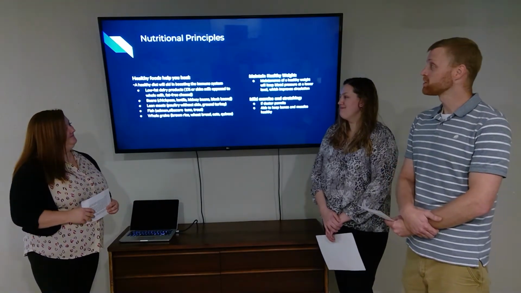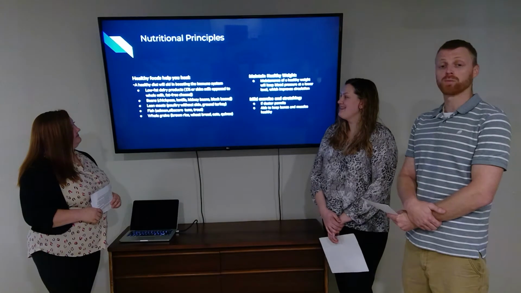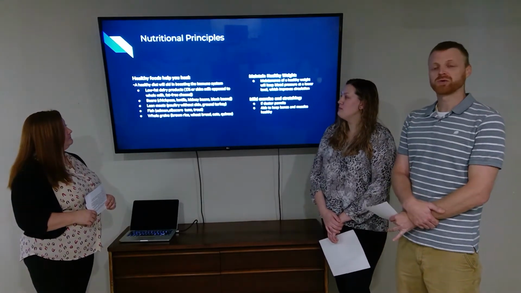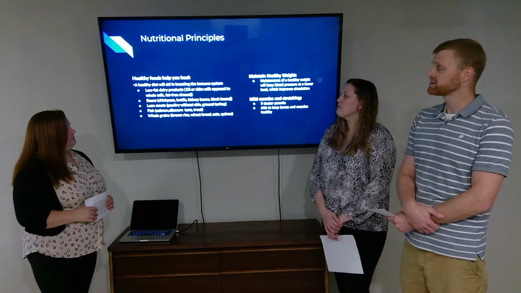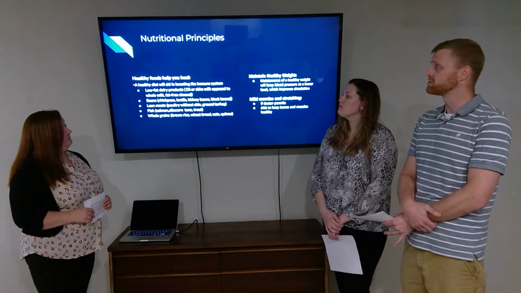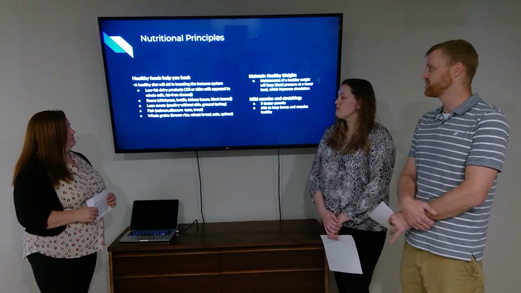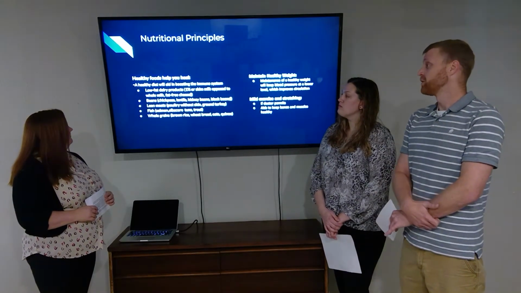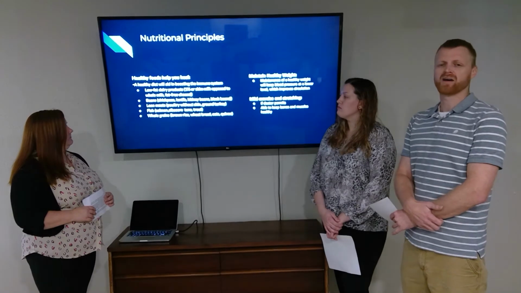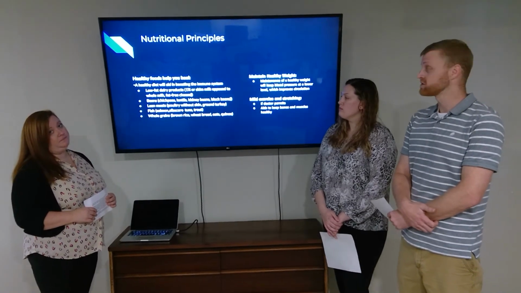For our nutritional principles, healthy foods are going to help you heal. So a healthy diet is going to aid in boosting our immune system. We want to choose low-fat dairy products, which is 1% or skim milk as opposed to whole milk. We want to choose fat-free cheese over the full-fat cheese. And non-fat plain yogurt is also a good choice.